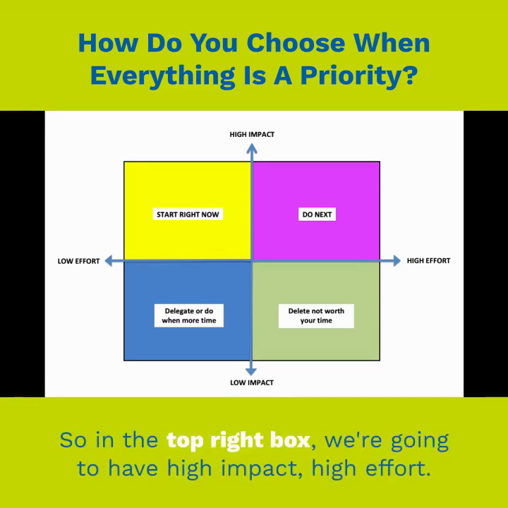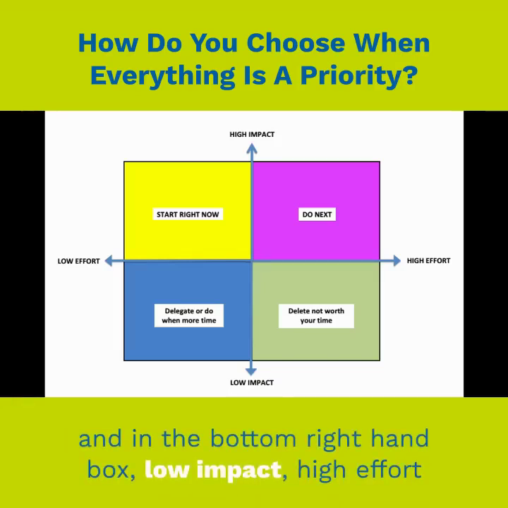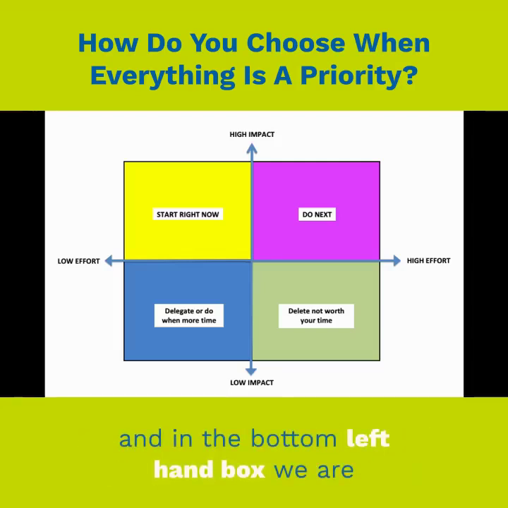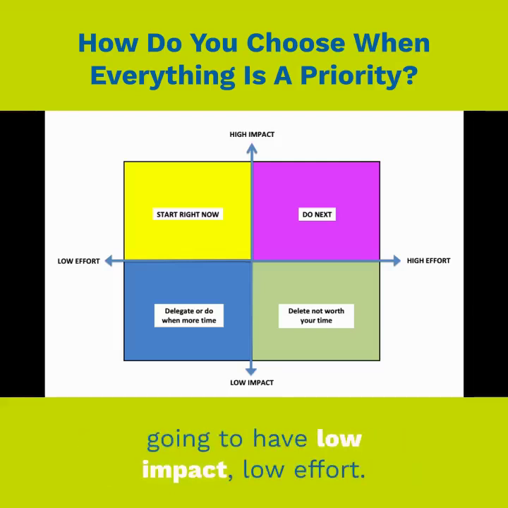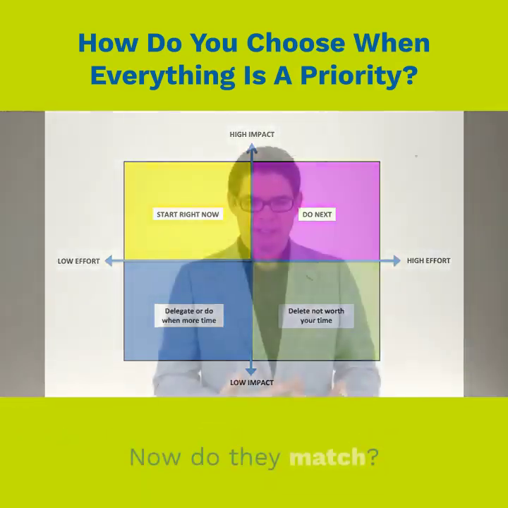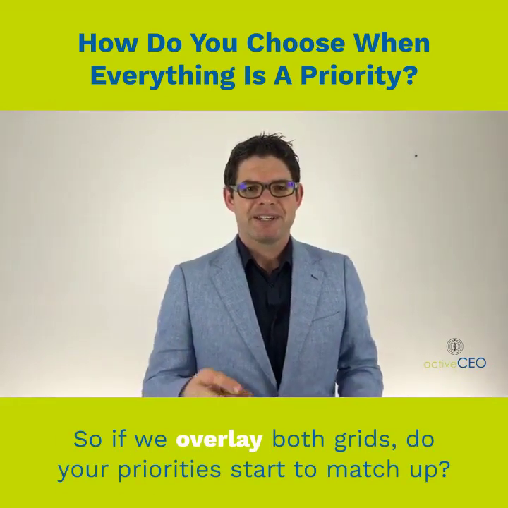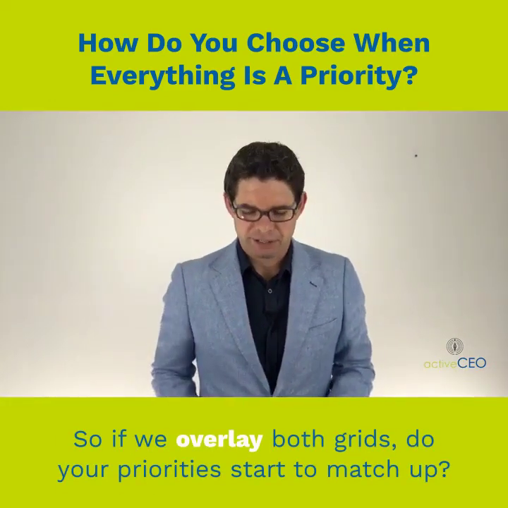So in the top right box, we're going to have high impact, high effort. In the top left-hand box, we're going to have a high impact, low effort. And in the bottom right-hand box, low impact, high effort. And in the bottom left-hand box, we're going to have low impact, low effort. Now we need to choose our top 3 priorities from there. Now, do they match? So if we overlaid both grids, do your priorities start to match up?